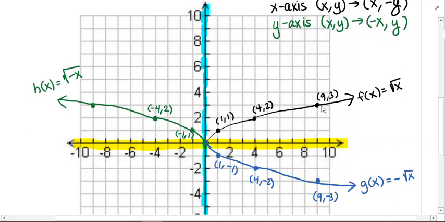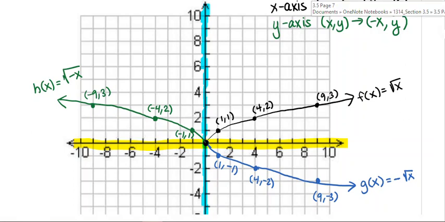Same thing with the last point. Originally you had (9, 3). It gets shipped to (-9, 3). The y coordinate stays 3, but the x value changed from +9 to -9. So this is a reflection about the y-axis.